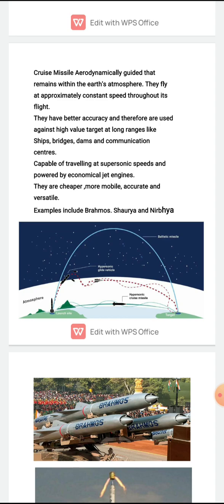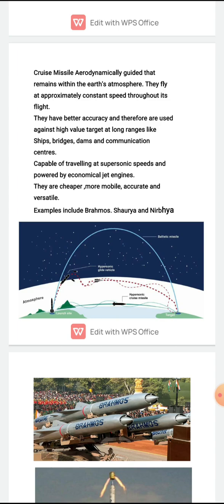One more thing about the cruise missile: once the target is set, the cruise missile automatically adjusts to its target. What does it mean? Suppose I have set a target on the ground just before the firing, and the target has moved from one point to another point. Cruise missiles have a guiding system installed in them, so wherever the target has moved, the cruise missile would hit it automatically.